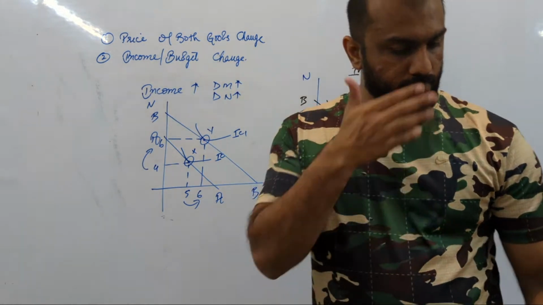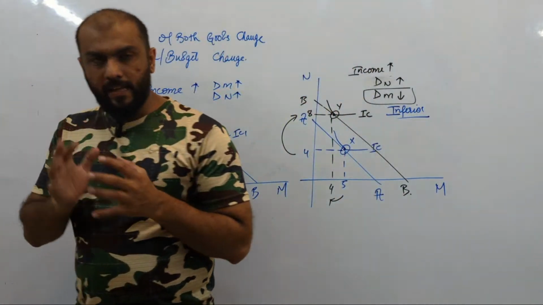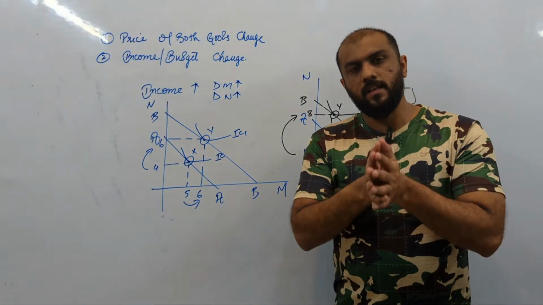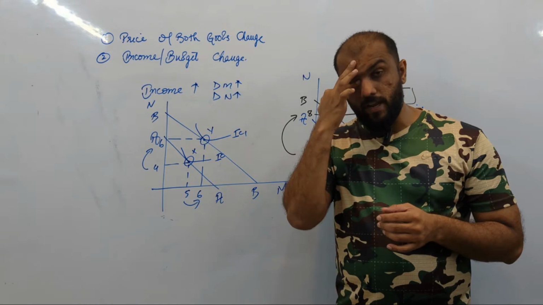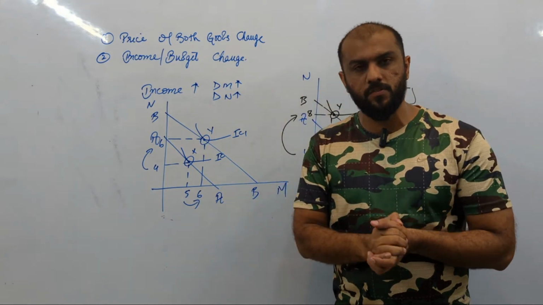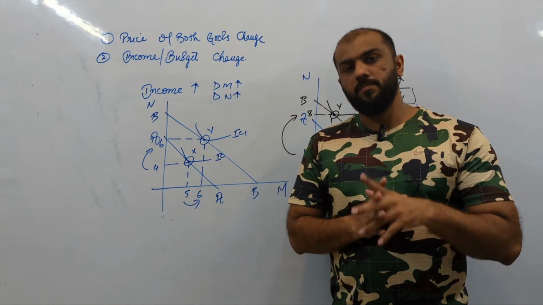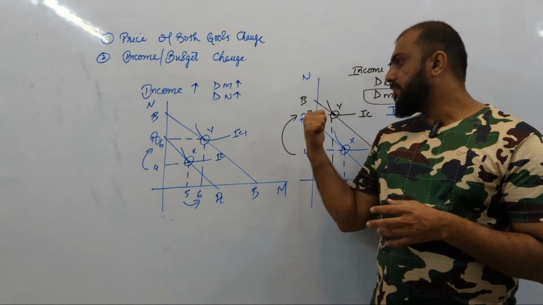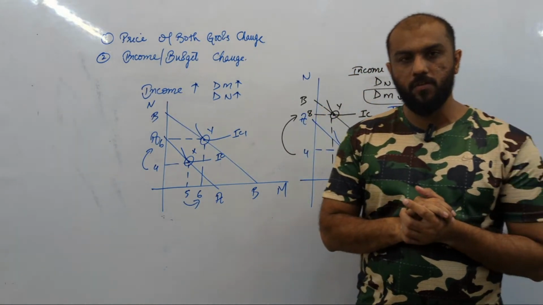Right? Now, what is the difference between inferior and Giffen? Inferior goods arise when there is a change in income, and Giffen goods arise when there is a change in price and the demand. The law of demand is not being followed. A Giffen good would show a positive relation between price and quantity demanded, and an inferior good would show a negative relation between income and quantity demanded.